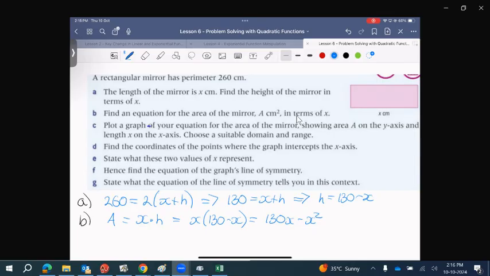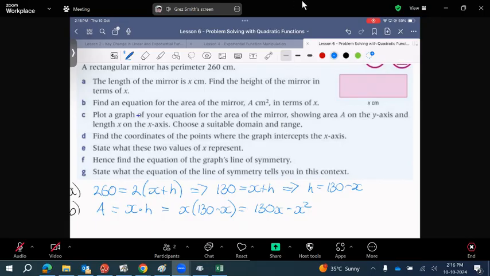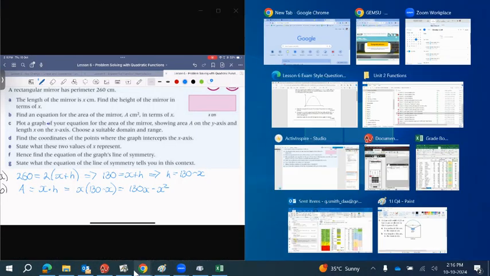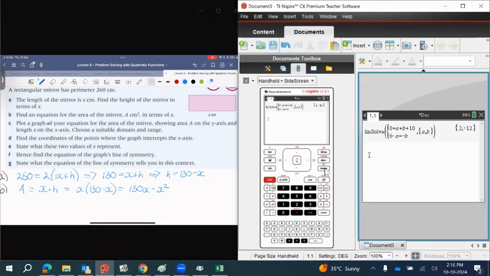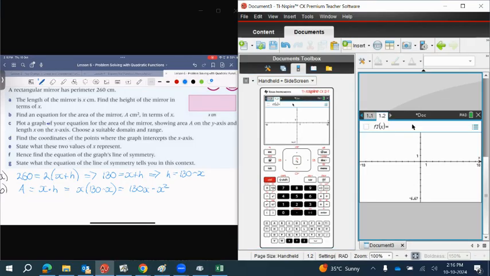Plot a graph of the equation of the area, showing A on the y-axis and X on the length axis. Choose a suitable domain and range. So we need to use our calculator for this bit. Plot it on your calculator. Doesn't matter which way around you do it. It'll be the same.